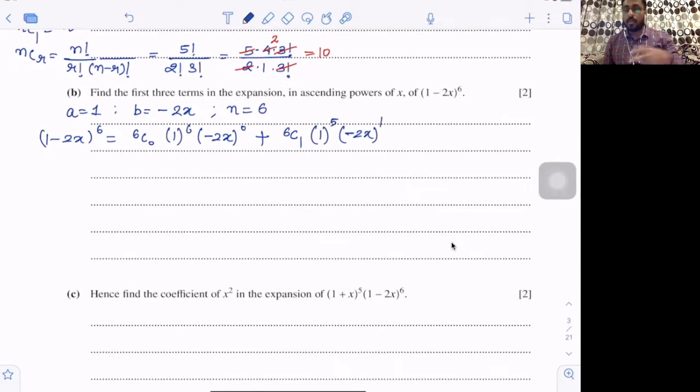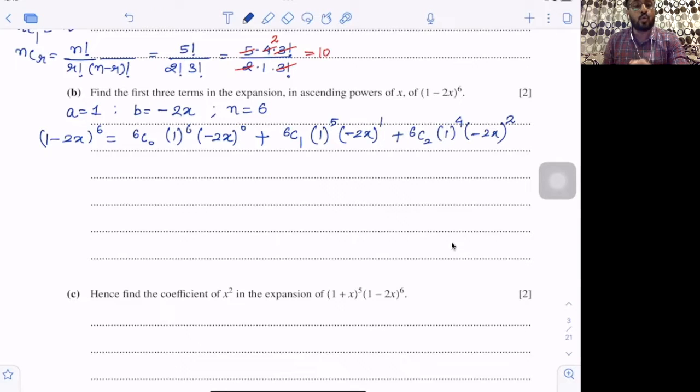That's your second term. And now if you take the third term, it's going to be 6C3, not 6C3, sorry. So it's going to be 6C2, 1 raised to 4, minus 2x raised to what, students? So minus 2x raised to 2, right? So I just need the first 3 terms. So this is what the expansion will have.